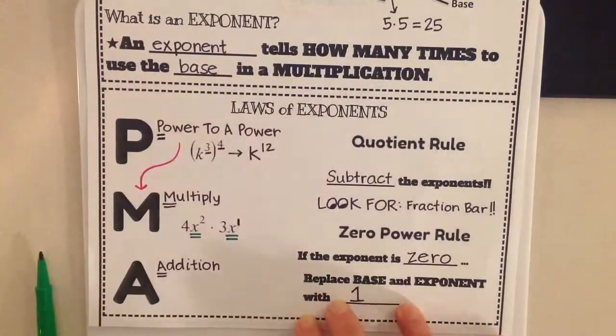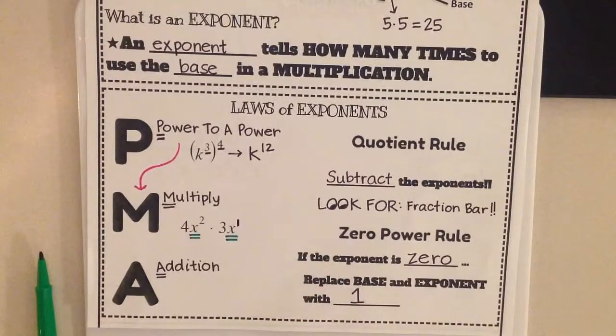It's an invisible 1. So if you don't see an exponent on your base, you need to write that it is an exponent of 1. Okay, it is not going to be 0. If the exponent was 0, that x base would not be there, would not show up.